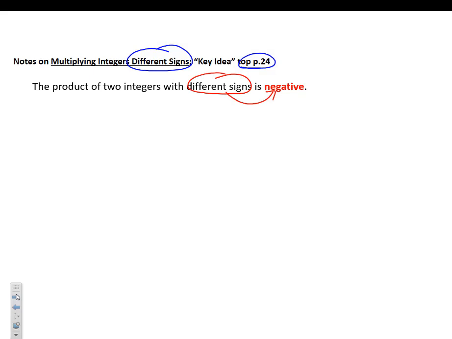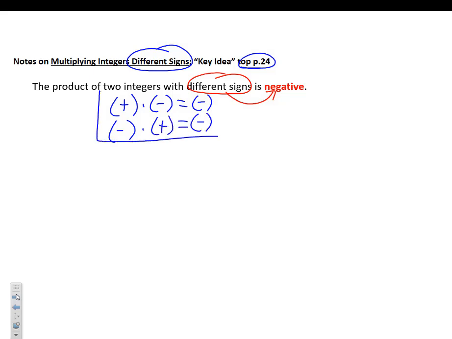Again, I'm going to give you some things to add to your notes. If I have a positive and I multiply it by a negative, my resulting answer is a negative. Different sign factors give me a negative product. If I reverse the order, negative times a positive, my resulting answer is still negative. So you will definitely put that down when I'm done with this slide.